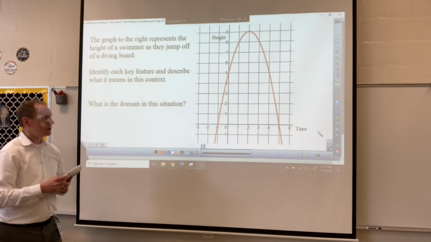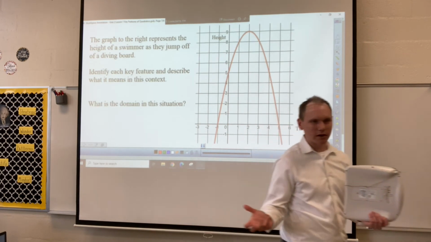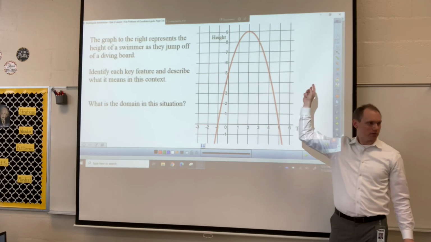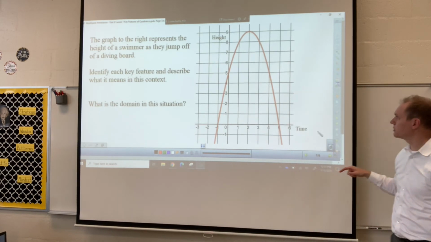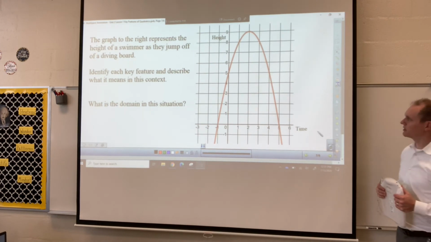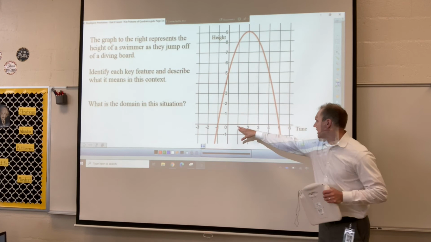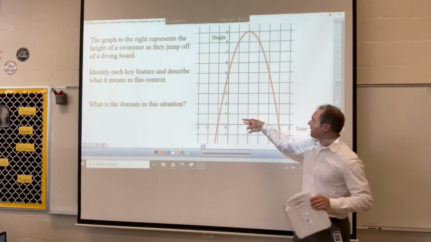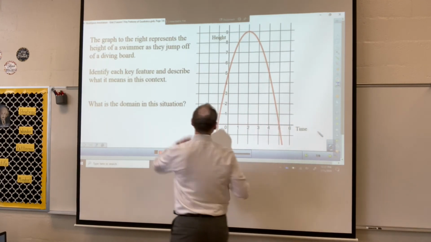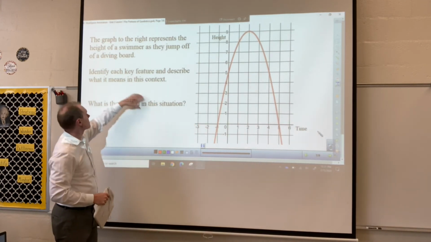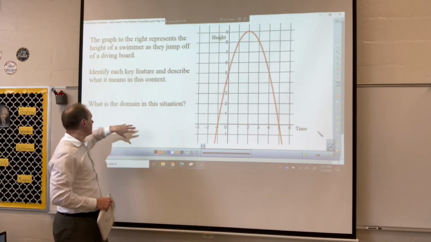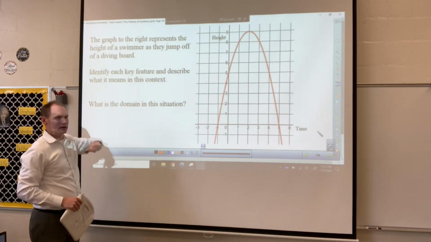Okay, so in this next graph, a similar scenario, is this concave up or concave down? Concave down, so we do have a maximum. That's going to be one of our key features here. It says the graph to the right represents the height of a swimmer as they jump off a diving board, with time along the x-axis and the height of the swimmer along the y-axis. So the height of the jumper over time is what we're looking at here. It says identify key features and describe what they mean in context. And after that, we'll talk about what the domain is in this situation.